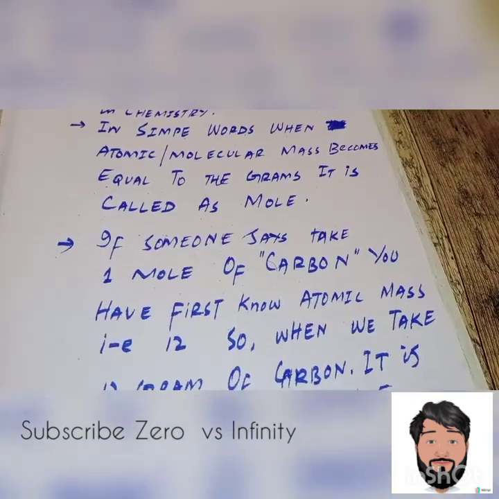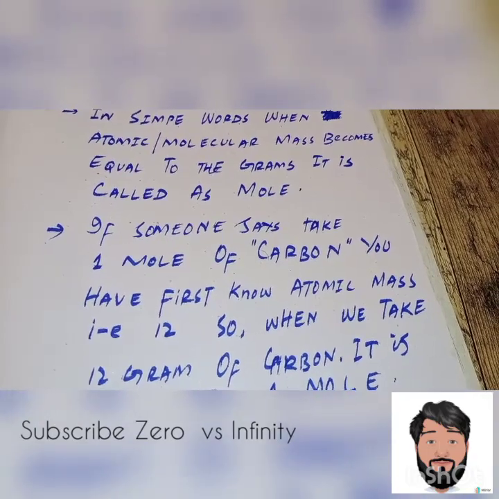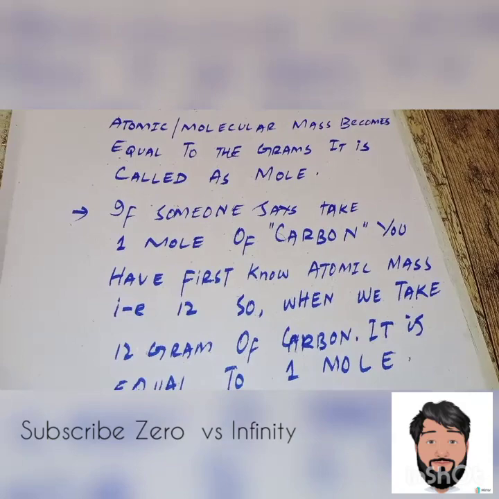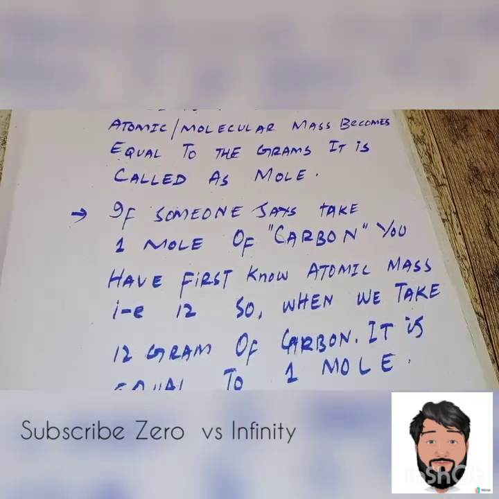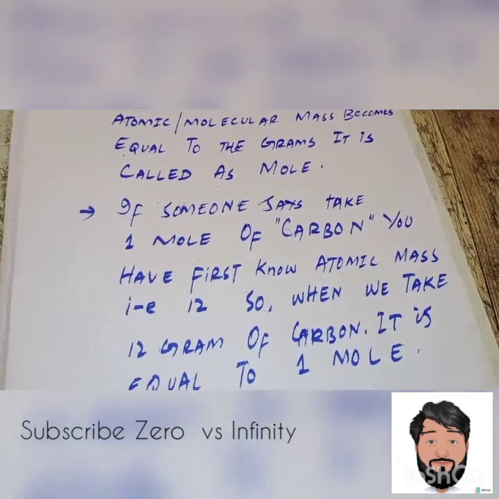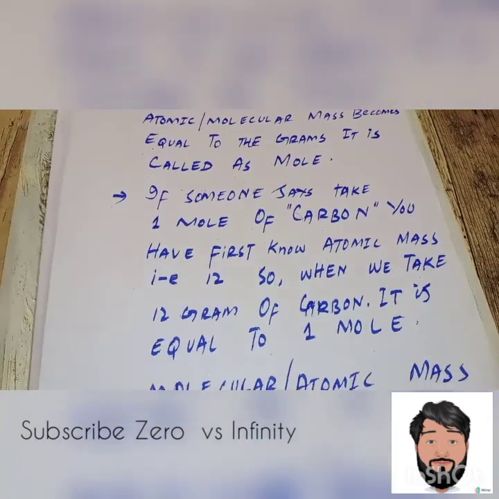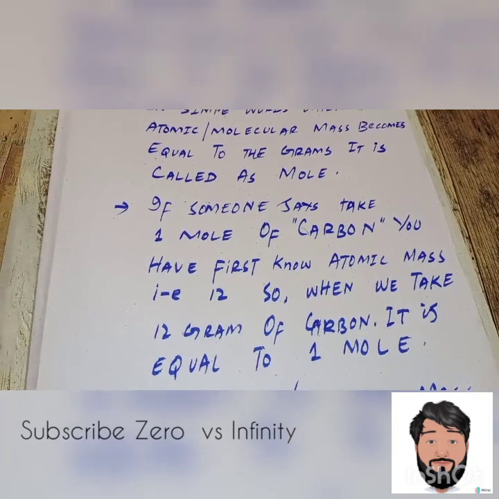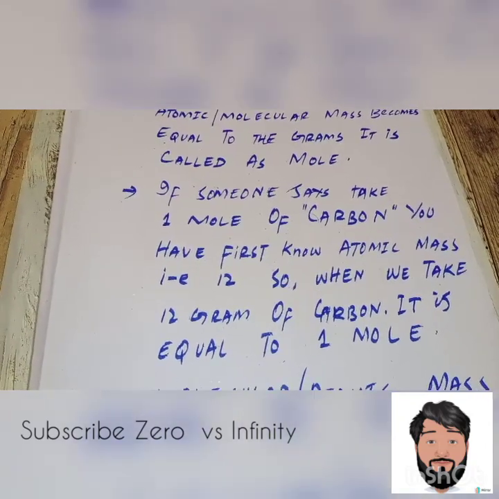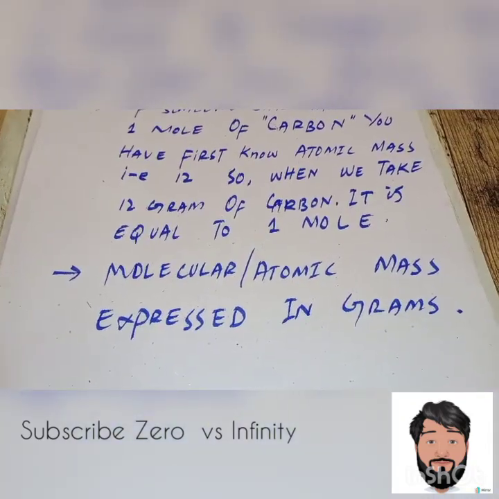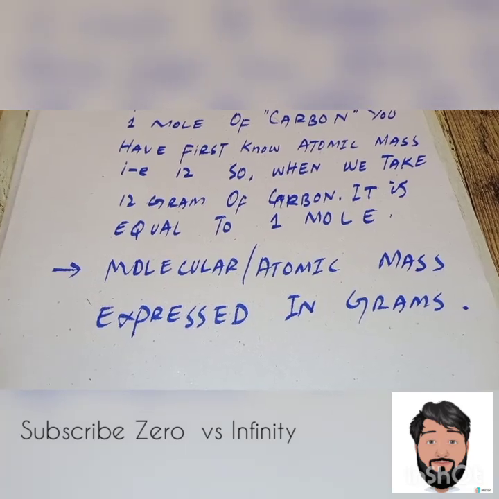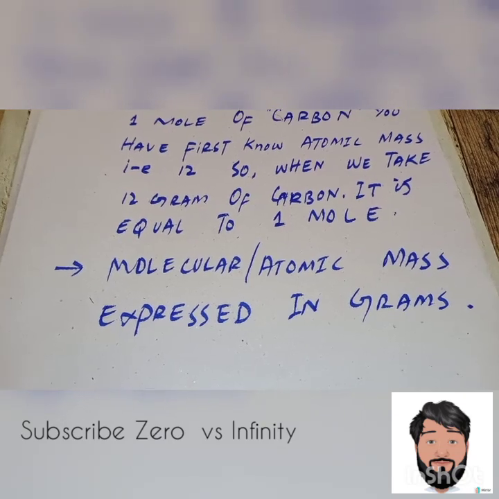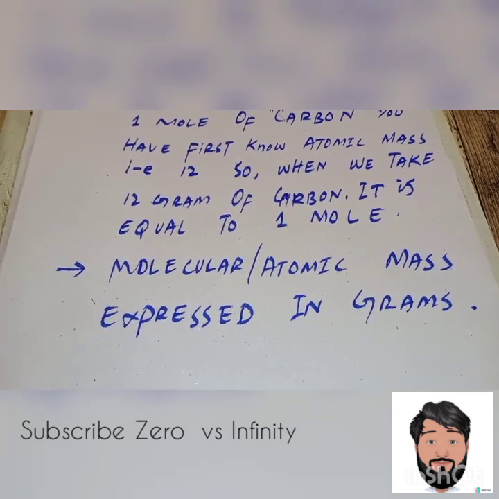If someone says take 1 mole of carbon, you first have to know the atomic mass of carbon. As you know, the atomic mass of carbon is 12. So when we take 12 grams of carbon, it becomes 1 mole. In other words, you can also say that when molecular or atomic mass is expressed in grams, it becomes 1 mole.